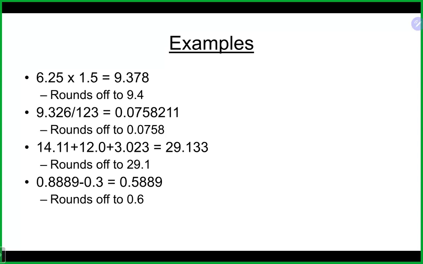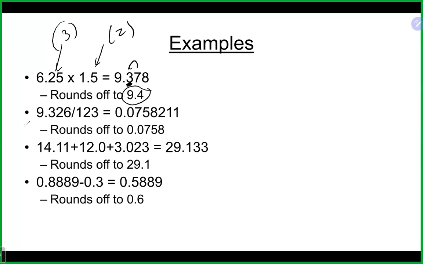So here again, if we look at some more examples, we are multiplying here. So we're looking at sig figs. That is 3 significant figures. That is 2 significant figures. That means our answer should go to 2 significant figures. We do need to round up because of the 7 next to it, and we will end up at 9.4.